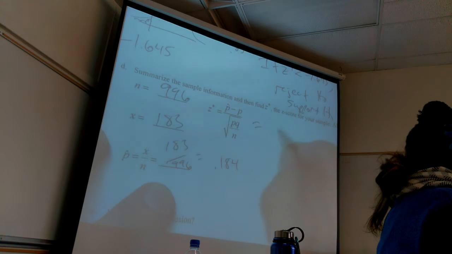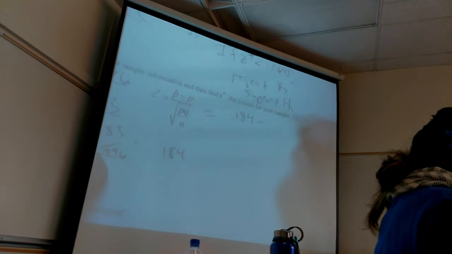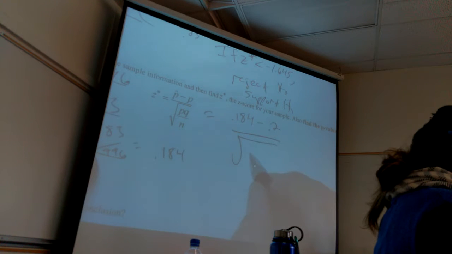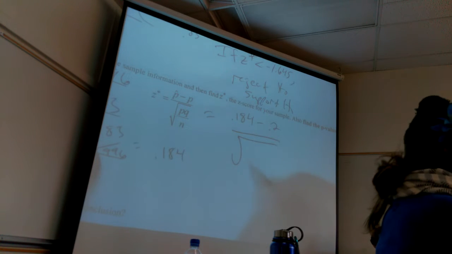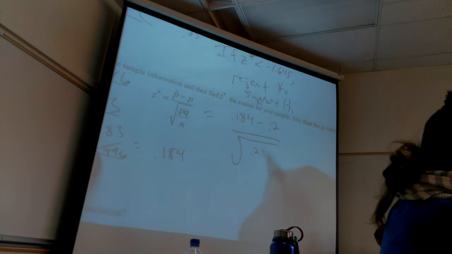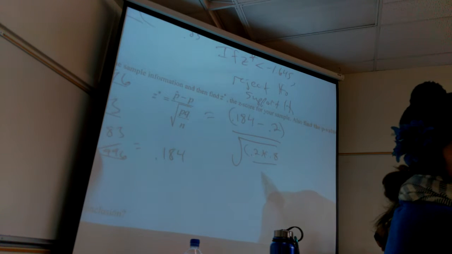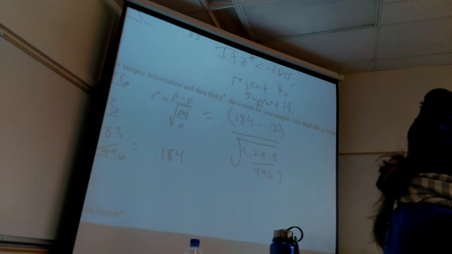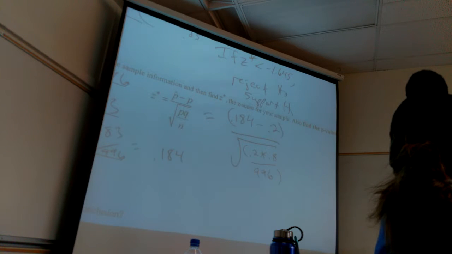So then Z star is our data, 0.184, minus the supposed 0.2, divided by square root. Now here's where people make a mistake and they put 0.184 in there. What goes down in here? Yeah, 0.2 times 0.8 divided by 996. I wrote it in case you have the older software in the calculator.